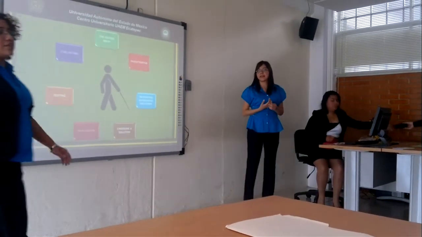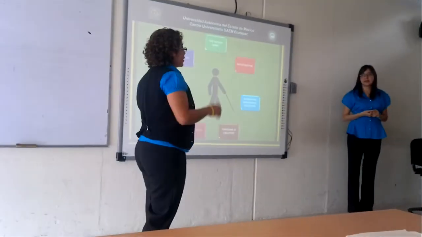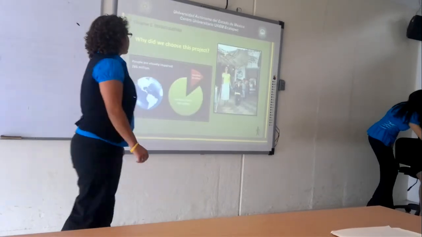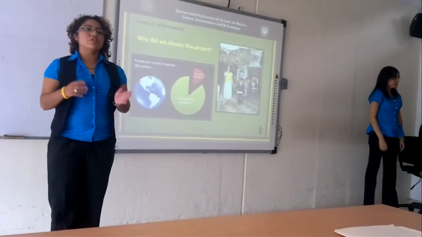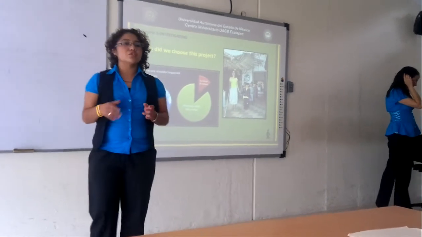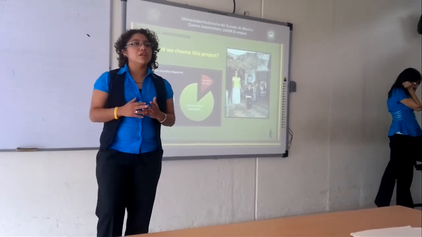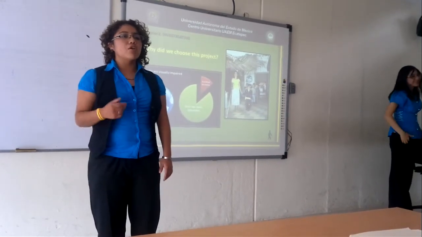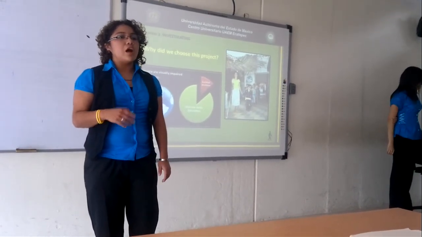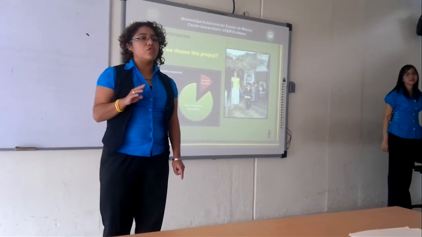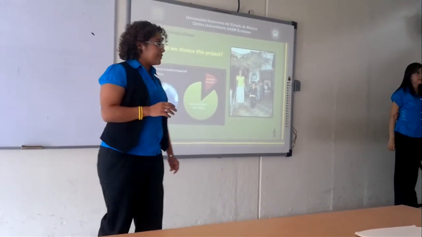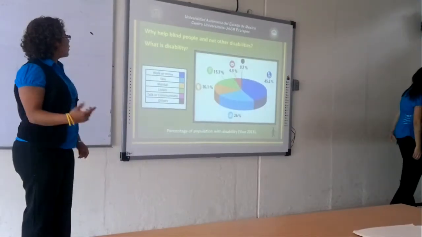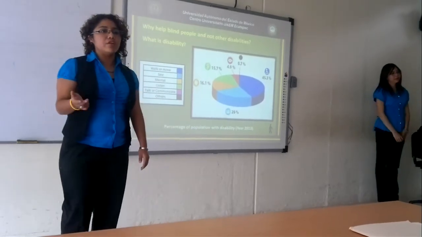Well, the next stage is investigating. Please. Well, the first question about this project was, why did we choose this project? Well, worldwide, approximately 285 million people are visually impaired, of which 39 million are blind and 246 million have low vision. Next. Another question was, why help blind people and other disabilities?